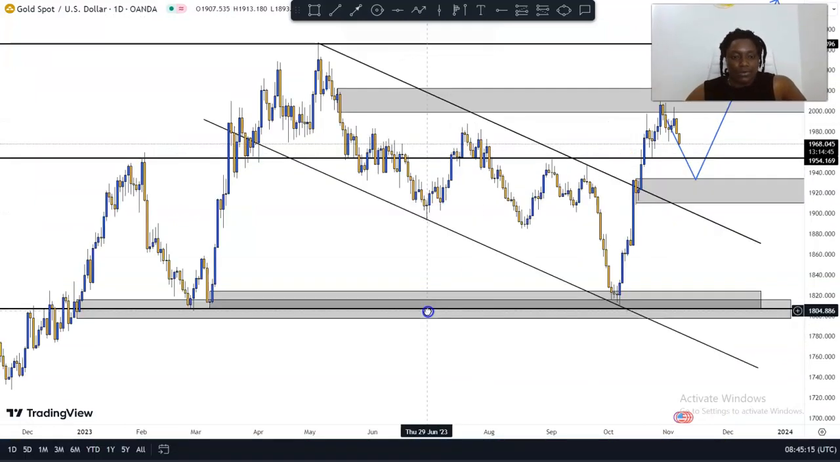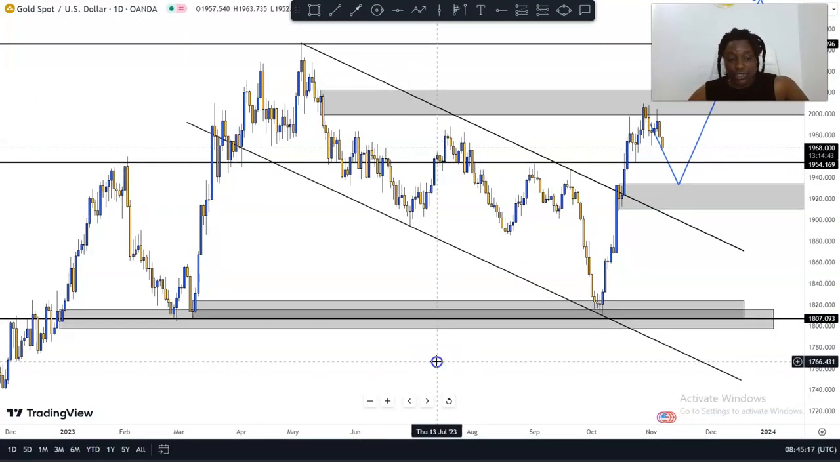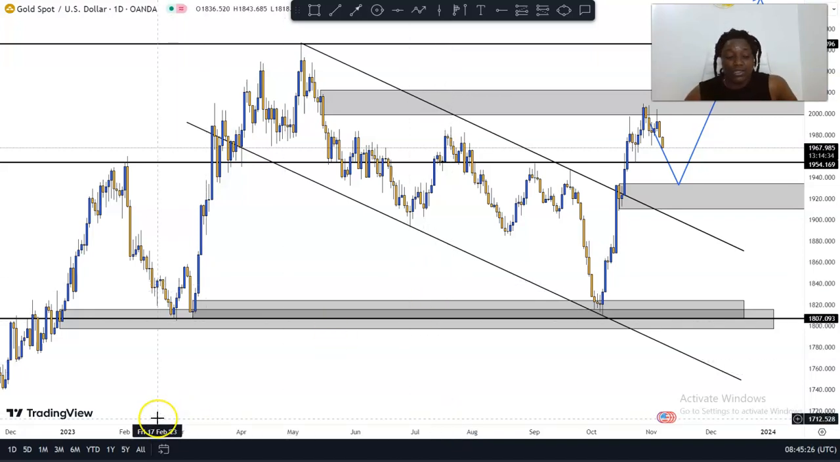So on my screen is the gold chart on the daily time frame. Like I said before, I enjoy looking at gold on high time frames, right? Higher time frames give me clarity. They just help me stay more confident in a trade.